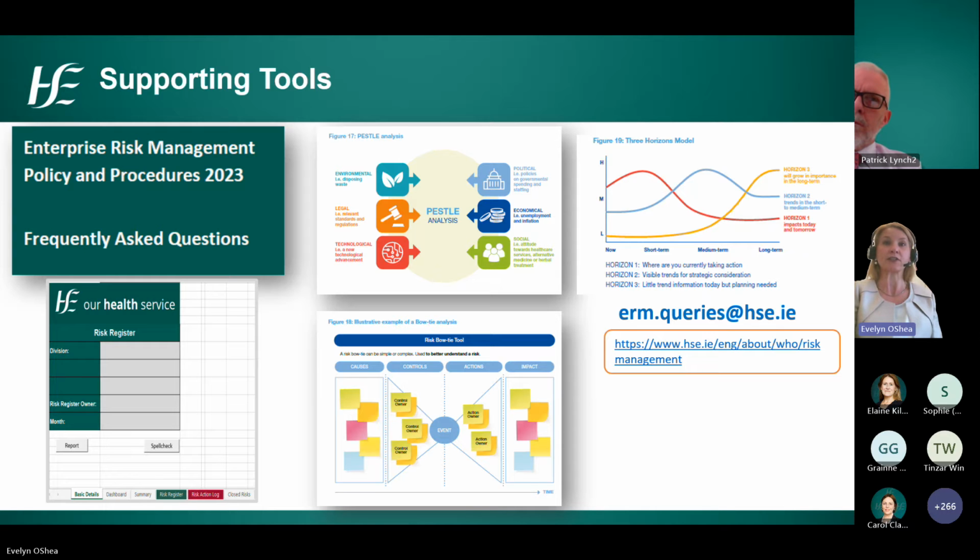Detailed information regarding additional support tools, including PESTLE and bowtie tools and horizon scanning, is in the policy, and each of these tools is available as an individual document on the HSE website. Additional training will also be developed on the use of these support tools. Please refer to the 2023 policy or contact the Enterprise Risk Management Programme team on erm.queries@hse.ie with any query you have or support that you require regarding implementation of this policy.